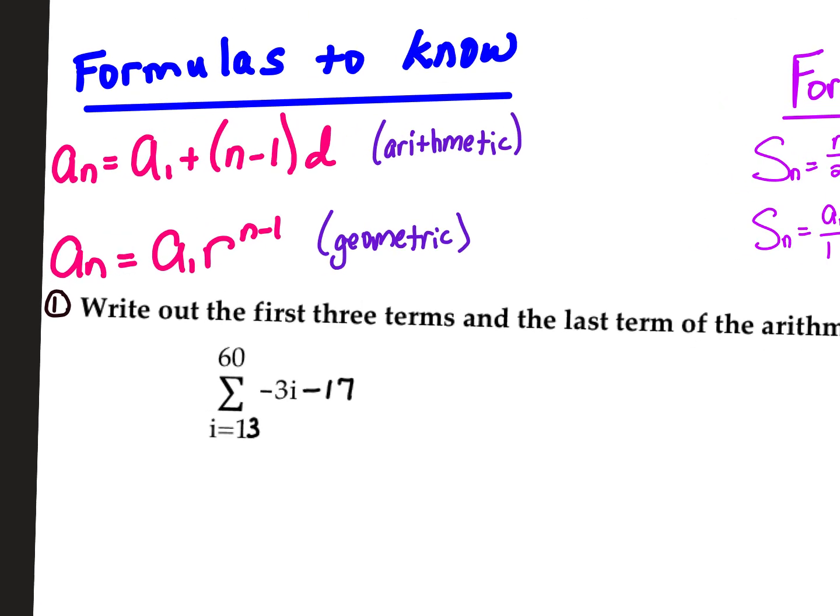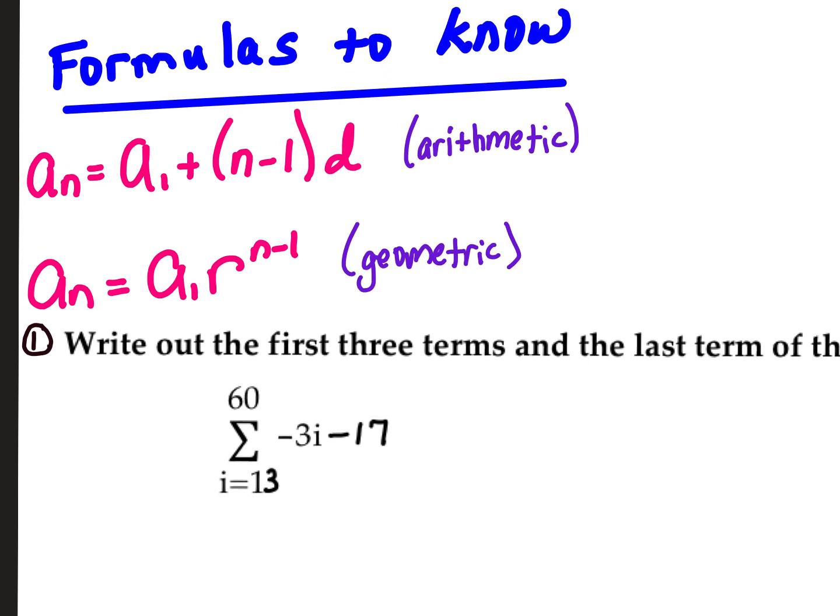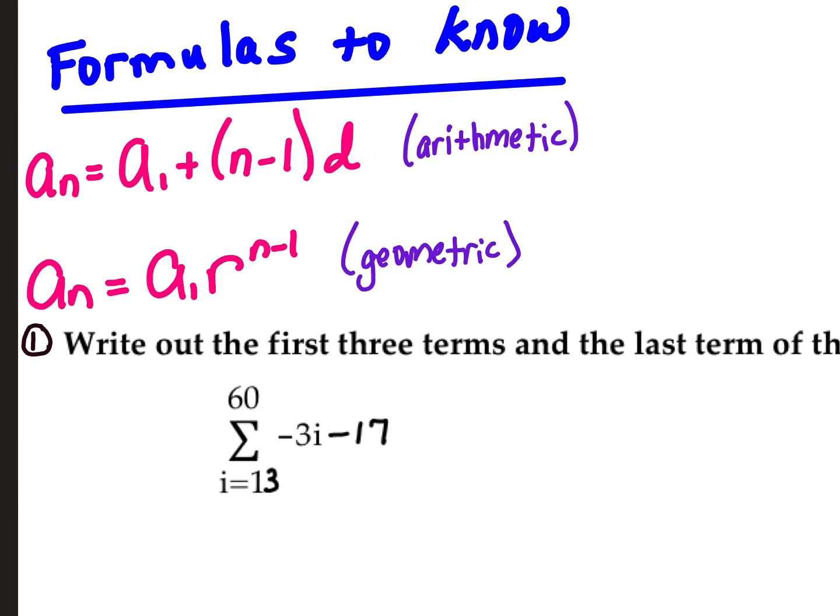What you need to know, you guys need to know the arithmetic and the geometric formula. We need to know that d is the common difference, what's added and subtracted every time. Remember, this is a linear function. r here is your common ratio. It's what's being multiplied every time. It's an exponential. That's very important information for you guys to know.